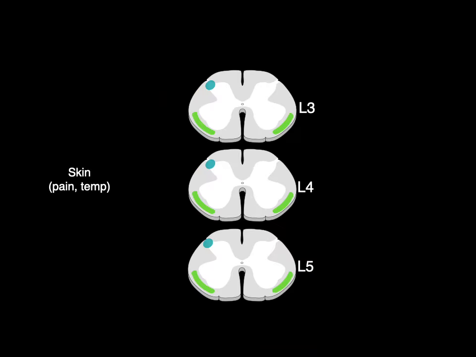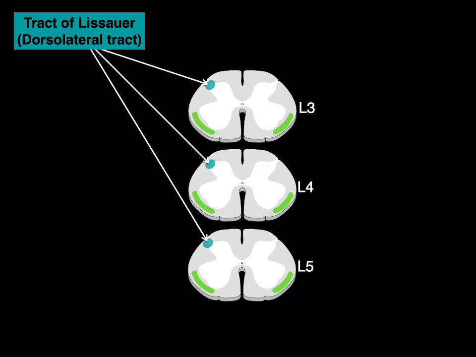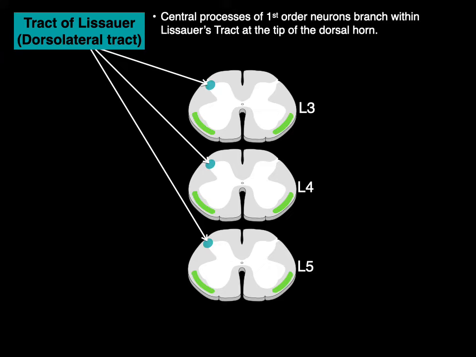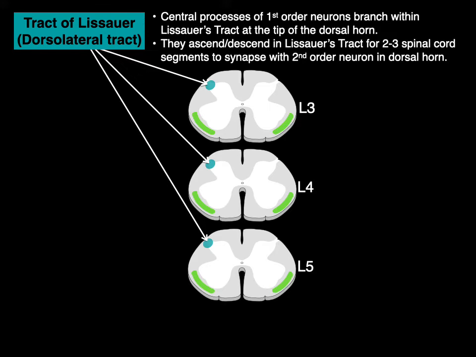Okay, so here we have skin, and there's pain and temperature. The primary order neuron comes in, synapses in the dorsal horn, and a second order neuron decussates to the opposite side, and it's going to continue up. But there's something called the Tract of Lissauer, or dorsolateral tract. This is where central processes of first order neurons may branch within Lissauer's tract at the tip of the dorsal horn, and then that central process can ascend or descend in Lissauer's tract for 2 or 3 spinal cord segments to synapse with second order neurons in the dorsal horn of a superior or inferior adjacent spinal cord segment.